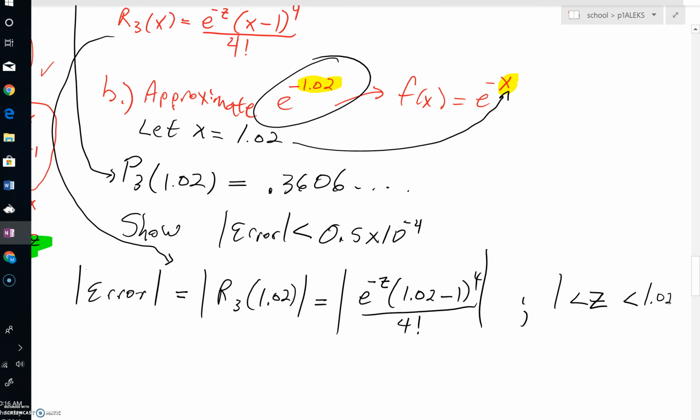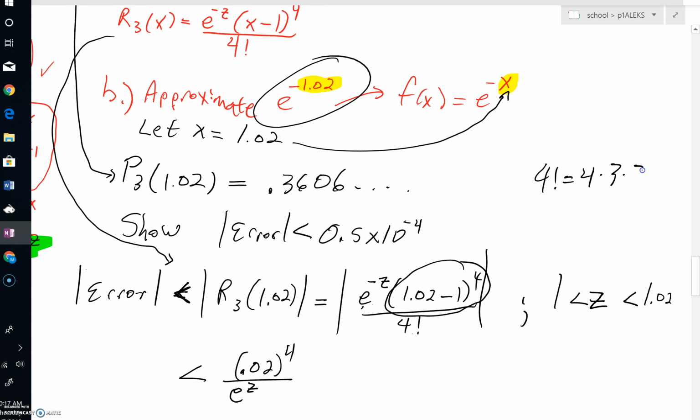So your error is actually going to be less than this. Your error is always less than the Lagrange error bound. That's the nice thing there. So what you're going to see is your error has to be less than, well, if I bring this e to the negative z down, I'm going to have 0.02 to the 4th up on top. That's from right here, 1.02 minus 1. We'll have e to the z coming down. And 4 factorial, well, that's 4 times 3 times 2 times 1.